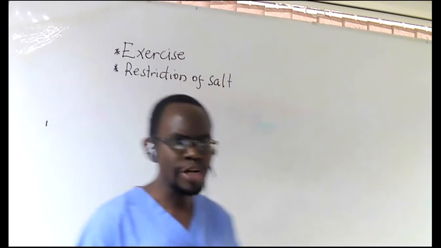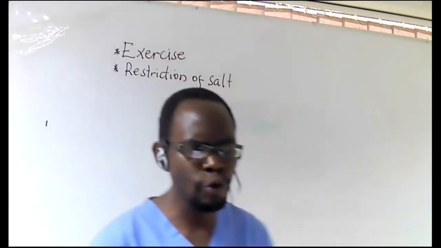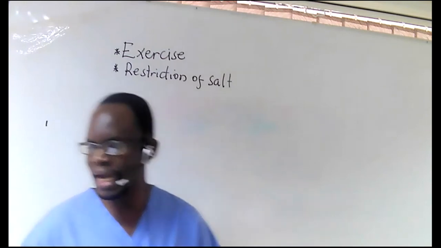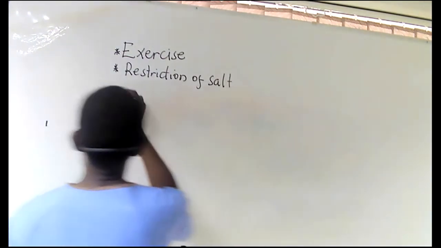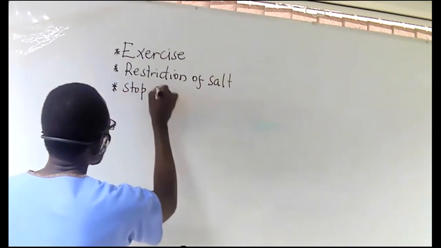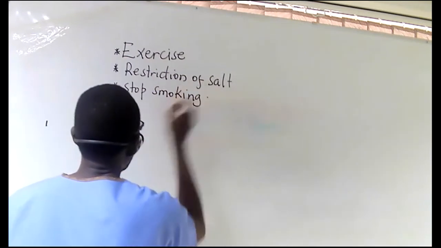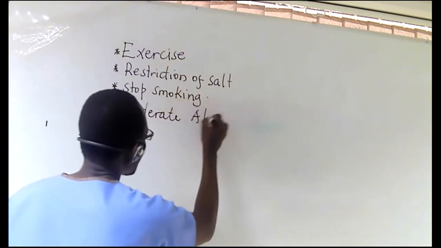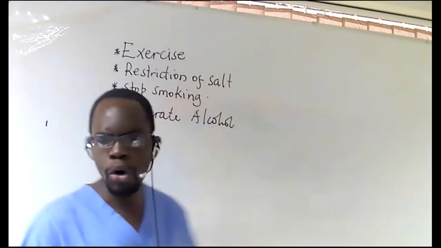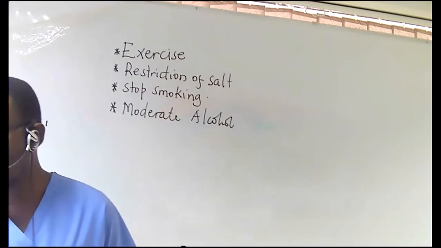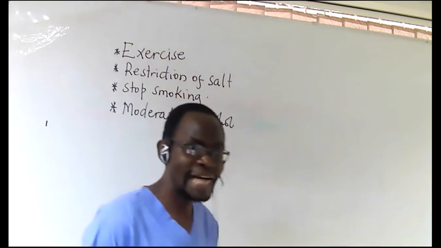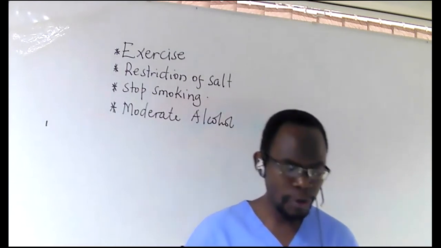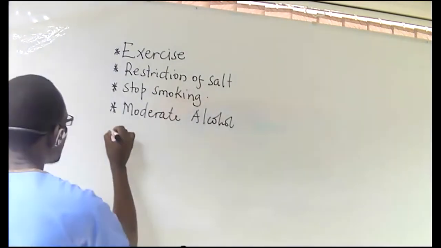We have salt restriction. So in patients who present with mild to moderate hypertension, you want to tell them to exercise, restrict salt, stop smoking, and moderate or limit alcohol intake. We have things like relaxation, and a potassium-rich diet.